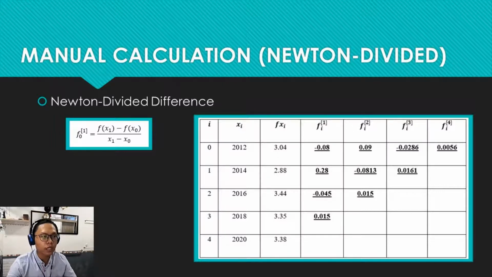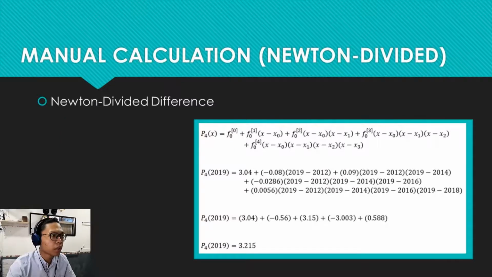After we have gathered all the data, we go straight to the manual calculation for the Newton divided differences, where we just use all the data that we gathered in the table before and plug it into the final formula. This is the final formula, P4(x) equals this, and we plug in the data from the table and calculate. The answer is P4(2019) equal to 3.215. For this method also, I will prove it in the simulation later.